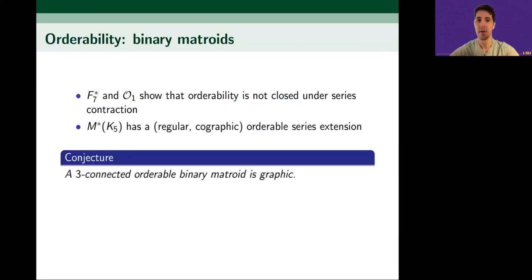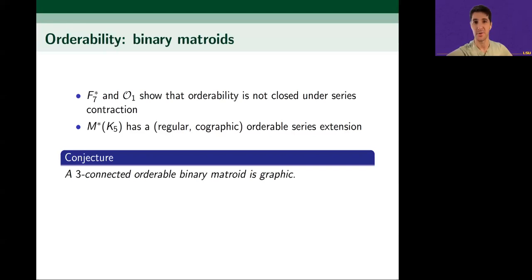But of course, those two problems that I have trotted out for you that ruined the party of binary plus orderable makes graphic, they both had series pairs in them. So they're certainly not 3-connected. And we have yet to find an example of a 3-connected binary matroid that is orderable and not graphic. I don't know if such a thing will be hard to find or not. It was hard for me to find because I was checking all of these things by hand.